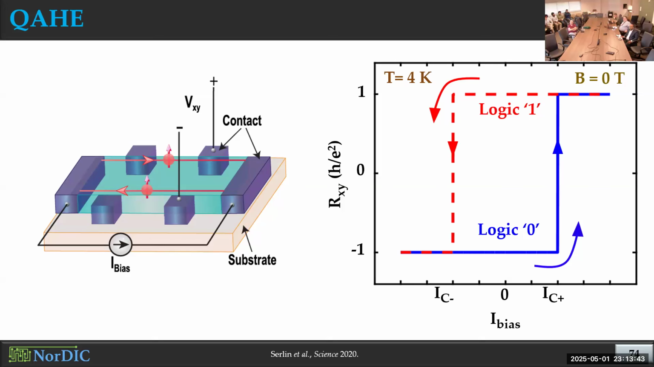And again, we need to apply a positive current greater than the switching threshold for write 1 and negative current less than the switching threshold for write 0. And for read operation, we need to choose a current from this hysteresis, which will give us two different Hall voltage levels for the two Hall resistance states.